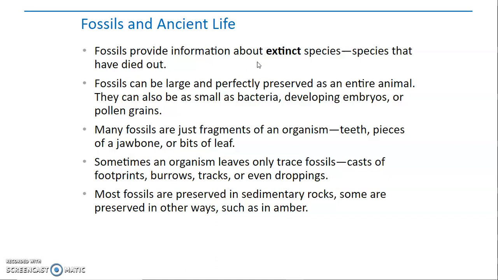All right, so this first section is about fossils. When we talk about fossils, these are what's left behind from extinct species. Species that have died out, like dinosaurs, are the most classic fossil. They can be large and perfectly preserved, so we could find an entire animal. They could also be as small as bacteria, plants, or pollen grains.